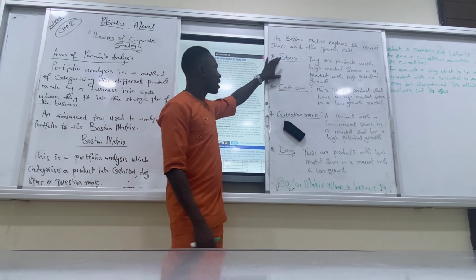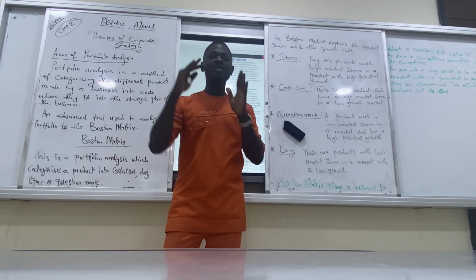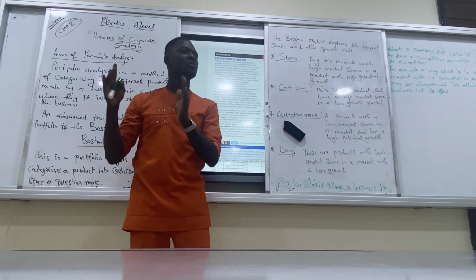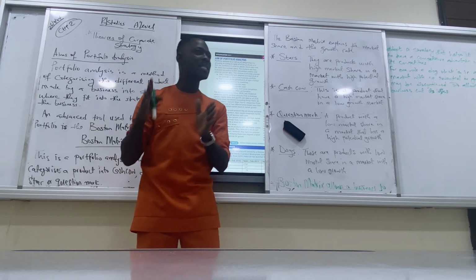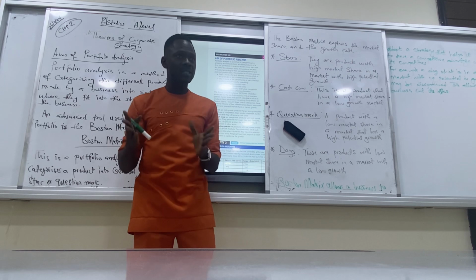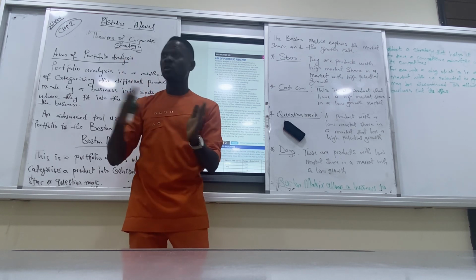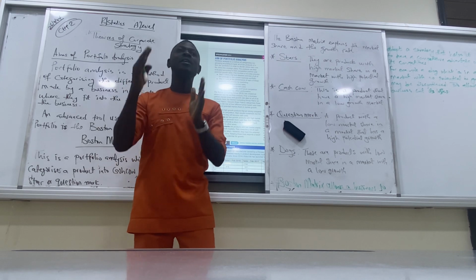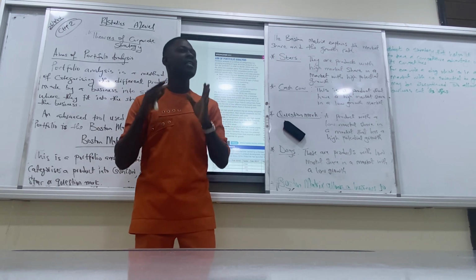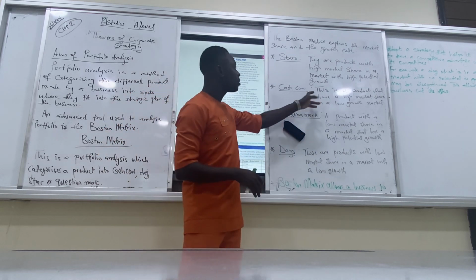The first one is the stars. Why do we call them stars? We call them stars because they are in a market that has the potential to grow and they have the highest market share. Do we understand stars? You know star, right? So they are stars because they are in a market that has the potential to grow, and at the same time they have the highest market share in that market. Do we understand stars here? Go to cash cow.